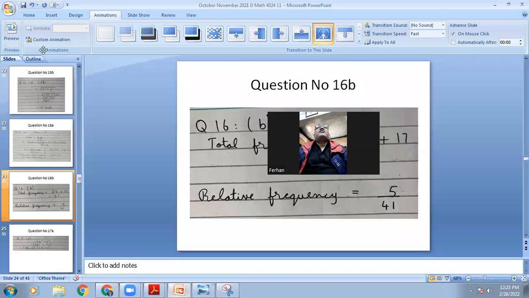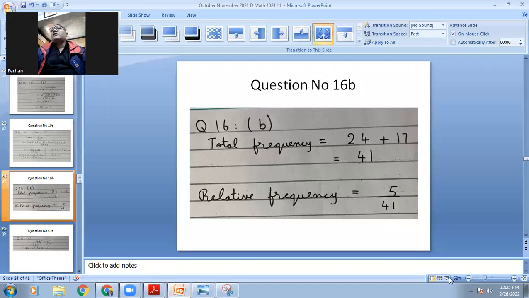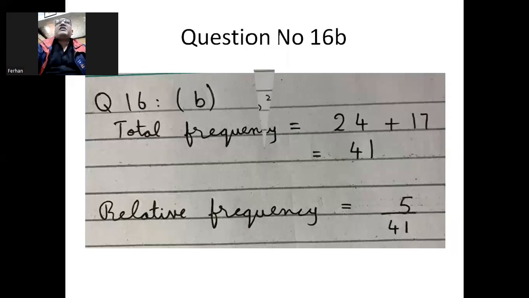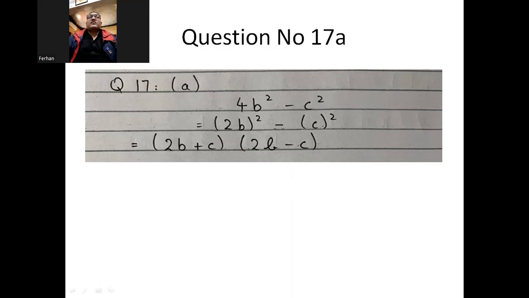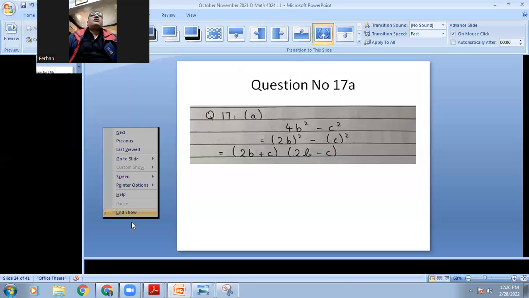This is that famous formula: a square minus b square is equal to a plus b into a minus b. So 4b square can be written as 2b whole square, minus c square, which is c whole square. So two perfect squares and a negative between them. You can write them in one bracket 2b plus c, their sum, and in the other bracket 2b minus c. So this is a very famous and easy factorization. Question number 17, A part. Remember this answer. So let's go to the next part.